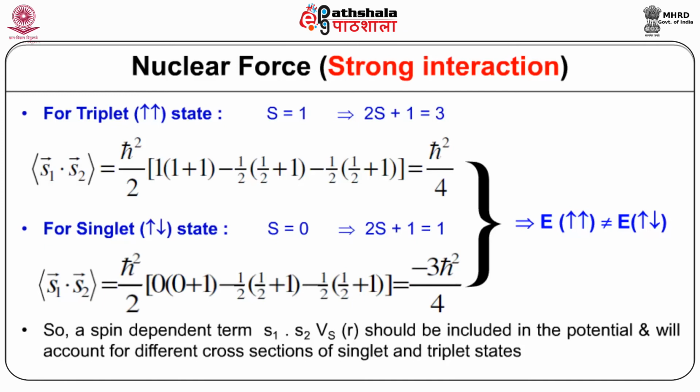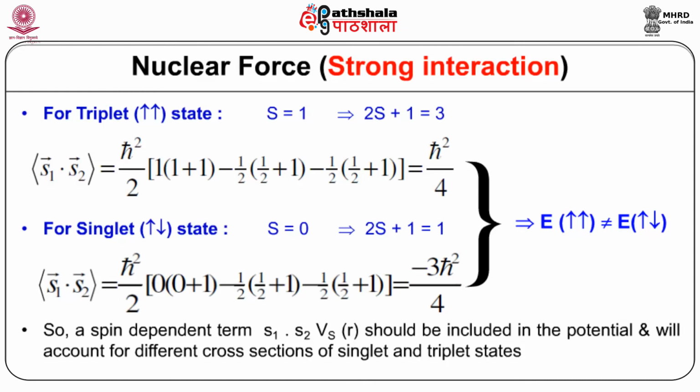Expectation value of S1 dot S2 is equal to ħ² [1(1+1)] ... Now as small s1 and small s2 are equal to half, the spin values, so minus 1/2 (1/2 + 1) minus 1/2 (1/2 + 1), and it comes out to be around ħ²/4.